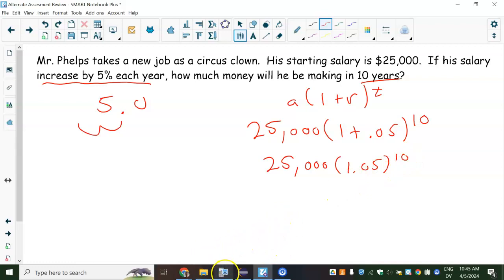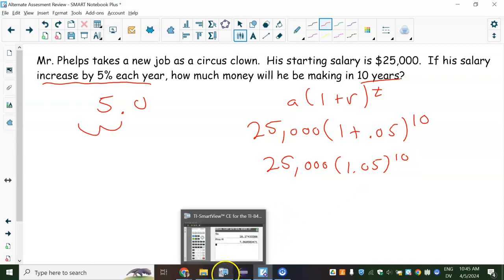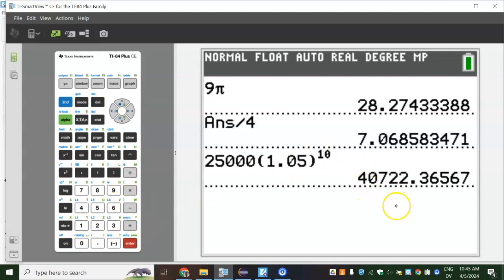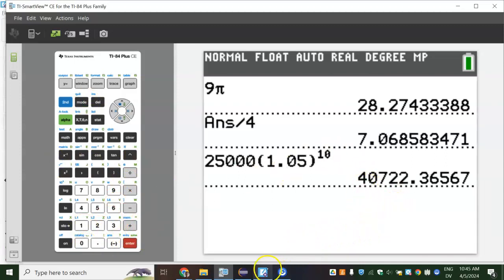And then you just do it on your calculator to figure out how much Mr. Phelps is going to be making here. So 25,000 times 1.05, hat thing, 10. Okay, and it's not bad, 40,722.